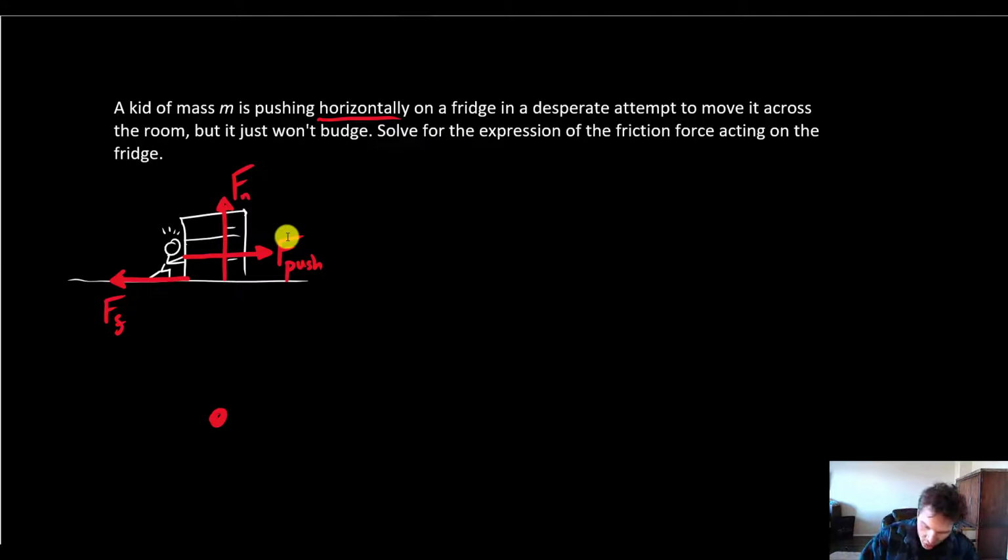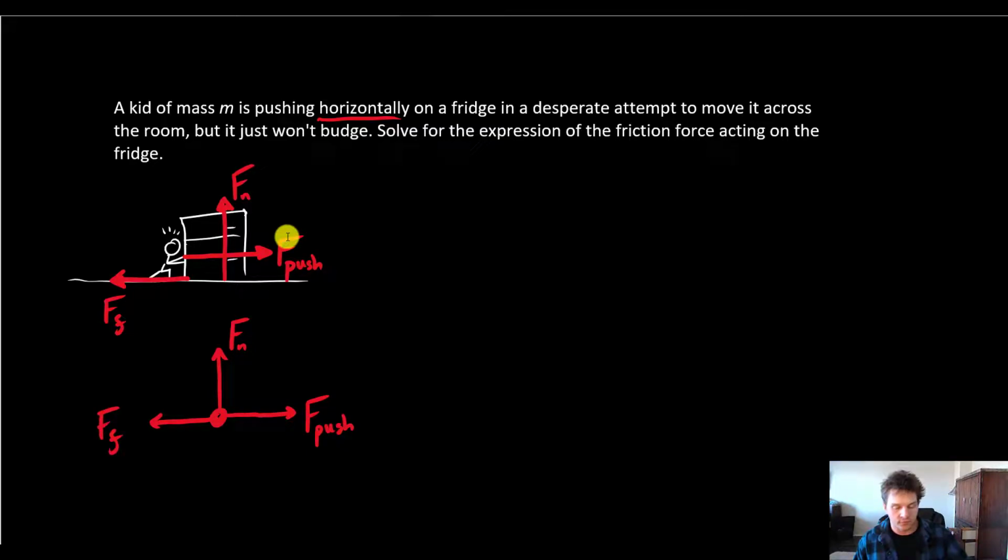I have a normal force going straight up. I have a push force going horizontally to the right. I have a friction force to the left, which is resisting the fridge actually sliding. And then I have the force of gravity going down. Okay. So notice it says that it will not budge. That tells me that the velocity is 0. And if the velocity is staying 0, it's constant, that means the acceleration is 0.